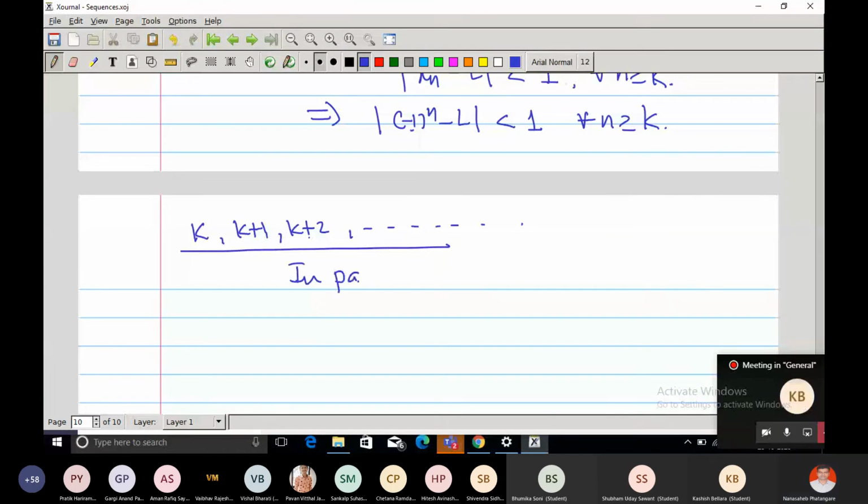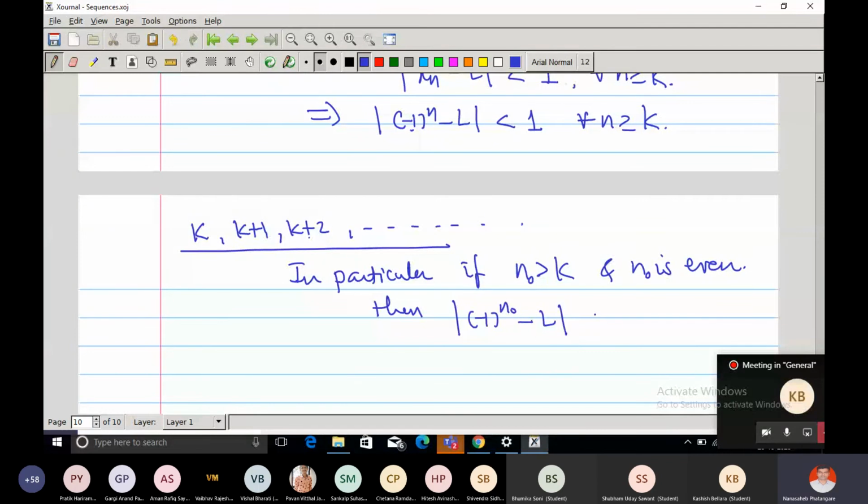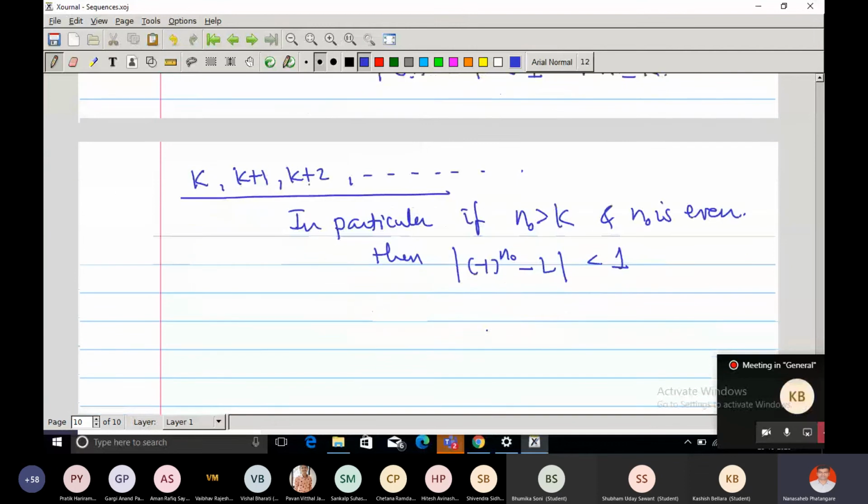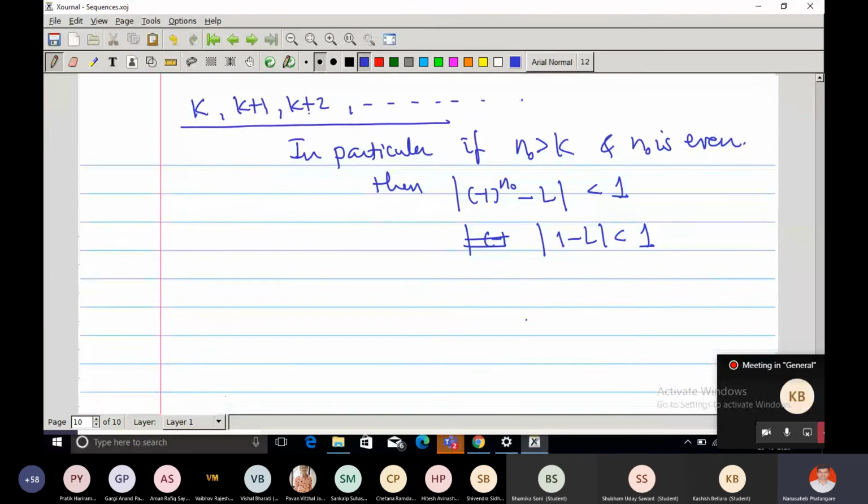So in particular, if n is greater than k and n is even, does such n exist? Yes. Then for such n, I will call it n naught because I am choosing a specific n naught which is greater than k and it is even. Then what is |minus 1 raised to n naught minus L|? Is it less than 1? Yes, sir. Less than 1. But I am choosing n very specific which is even. So what is minus 1 raised to n naught? 1. So |1 minus L| is less than 1. That means minus 1 is less than 1 minus L is less than 1, because I have chosen a specific n. I am not varying n naught now. n naught is a specific even number I have selected.